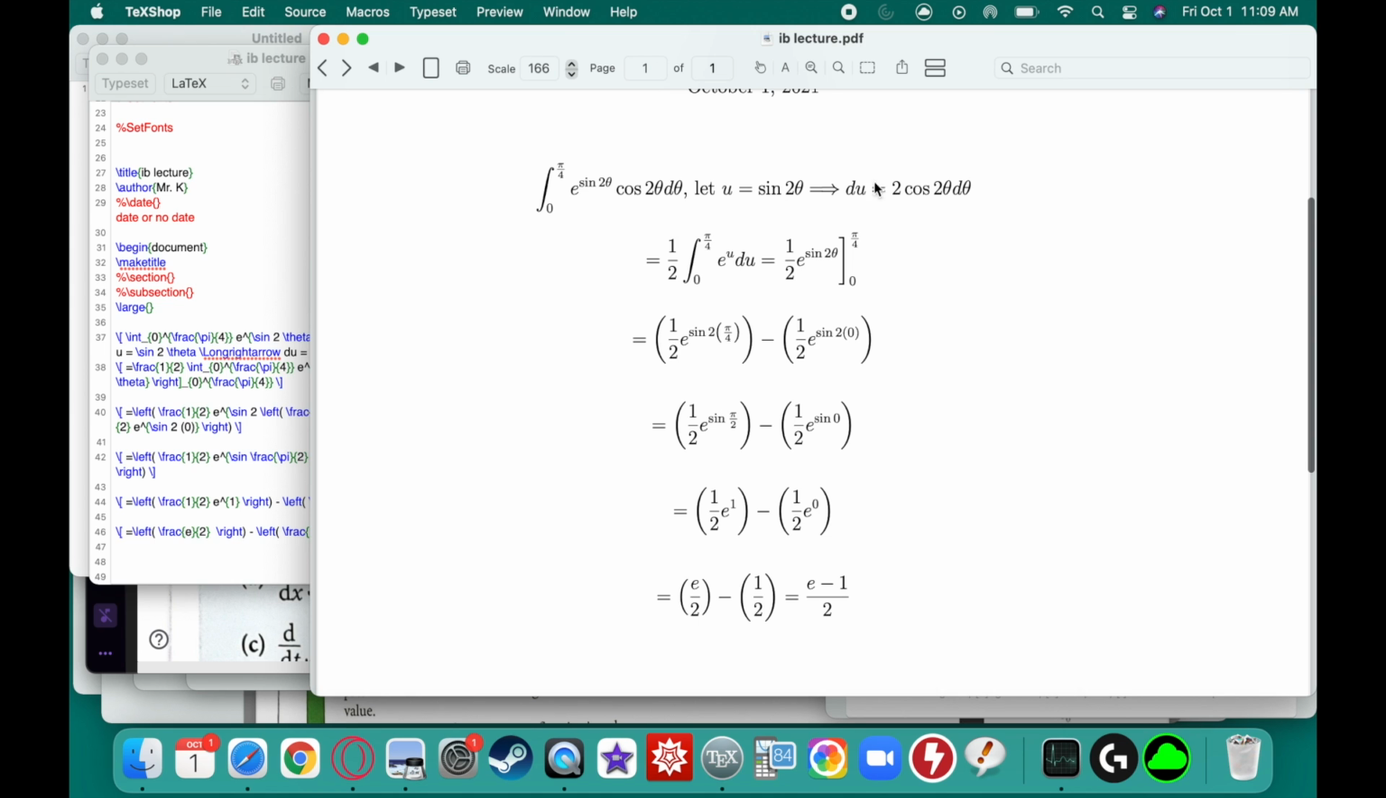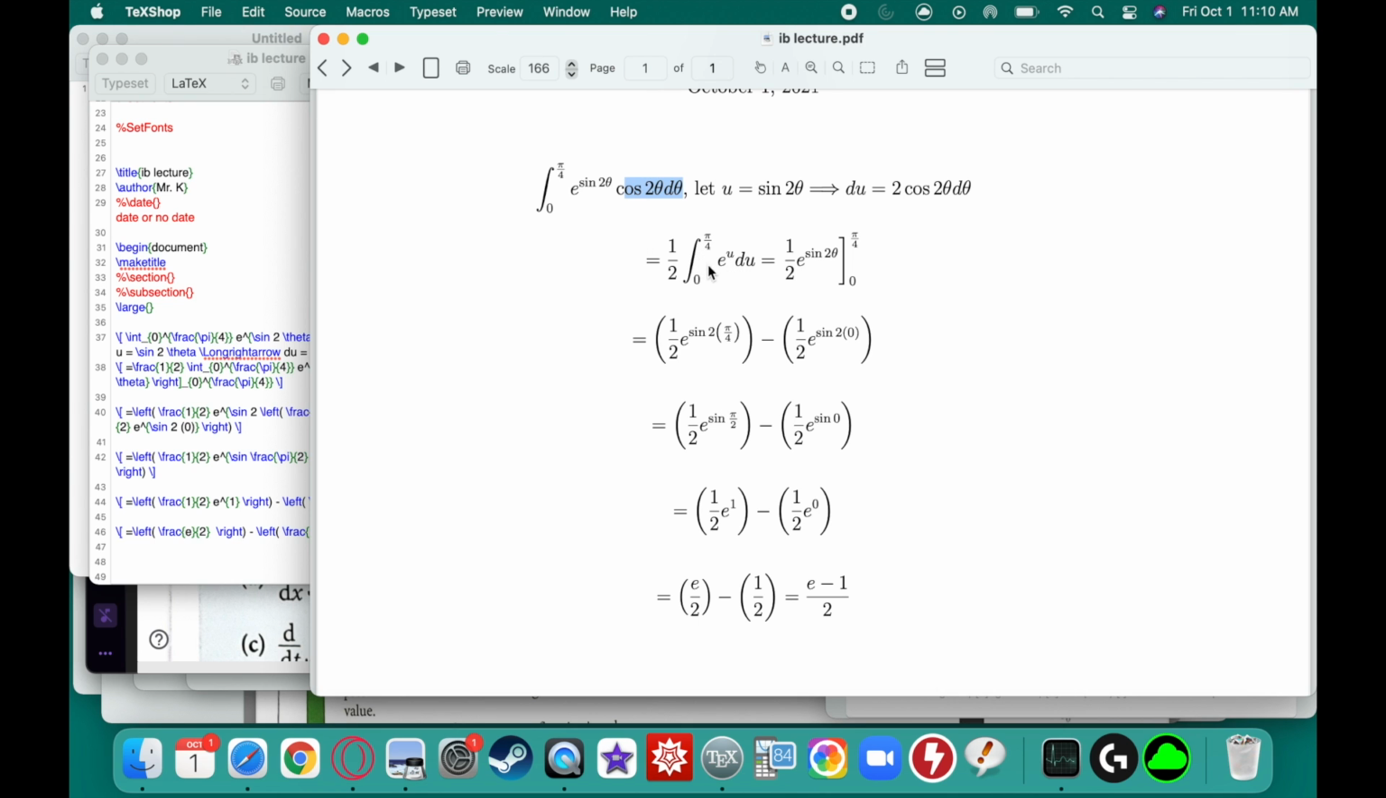So the derivative of that would be 2 cosine of 2 theta d theta, because you do the chain rule, the derivative of the outside times the derivative of the inside. Almost there. We have cosine of 2 theta d theta, but we don't have the 2. So we multiply by 1, which would be 1/2 times 2. That puts the 2 next to here, and we're happy. So that's where the 1/2 comes from out here. U is just going to be sine of 2 theta.